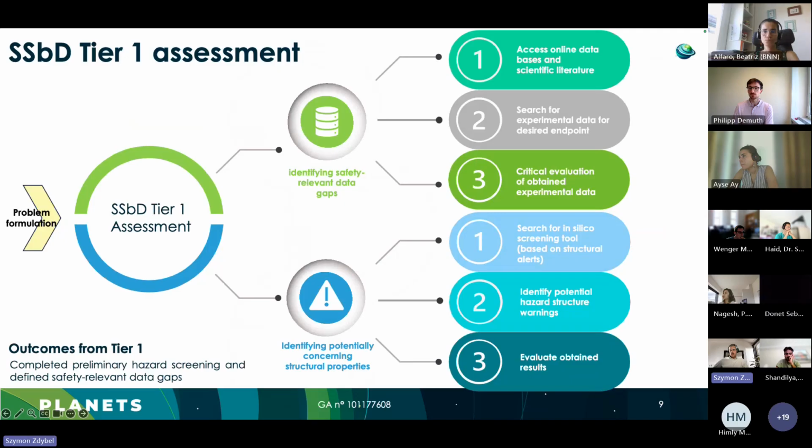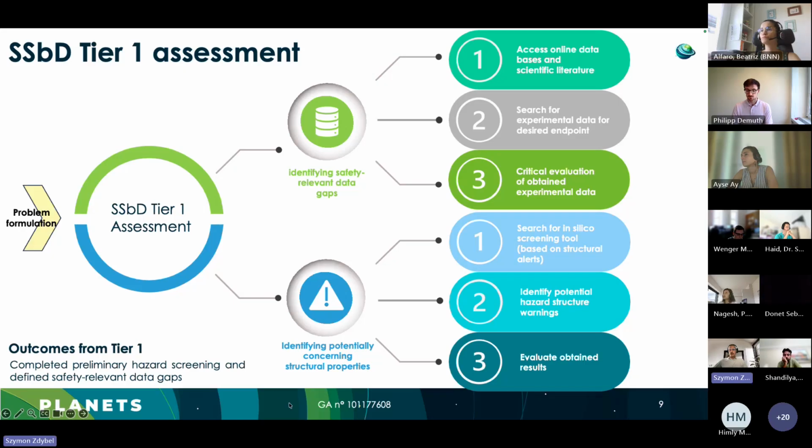Once the problem is formulated, we enter tier 1. This is the preliminary screening phase, and as you can see in our guideline, it's split into 2 pathways. The first one, the upper one, is about identifying data gaps. We assess online databases and scientific literature and search for existing experimental data for the endpoints of interest. And crucially, we need to evaluate the quality of the data that we extract from the available online sources.